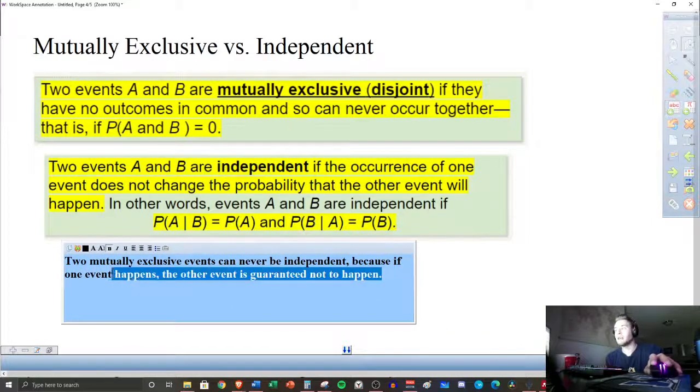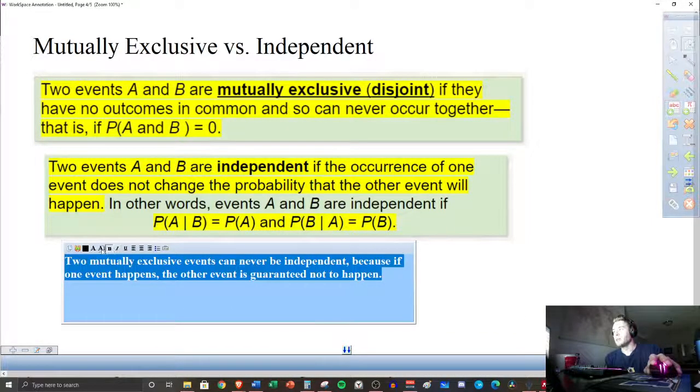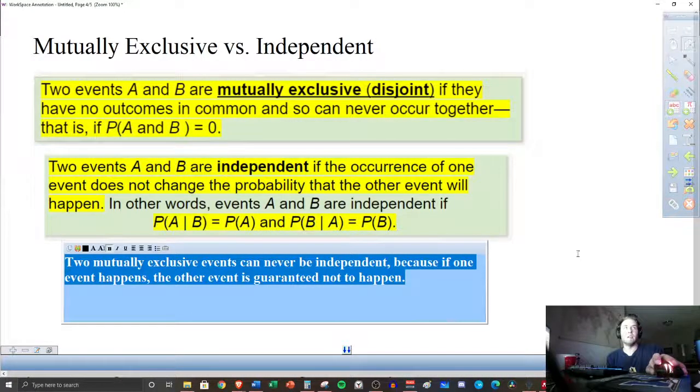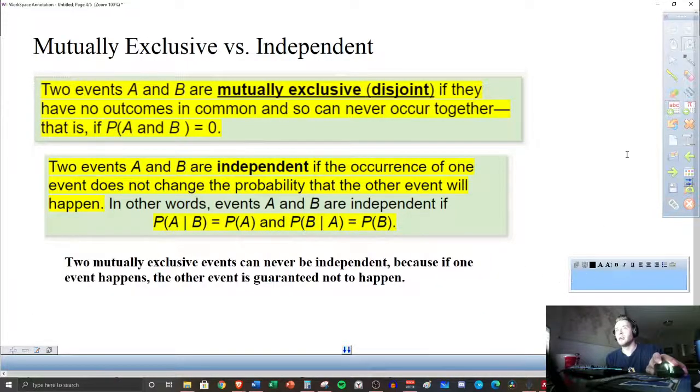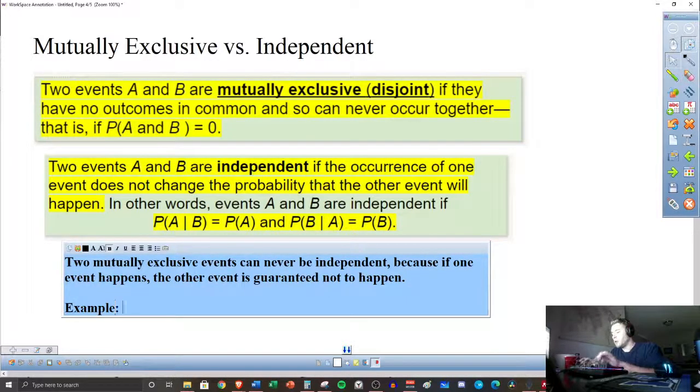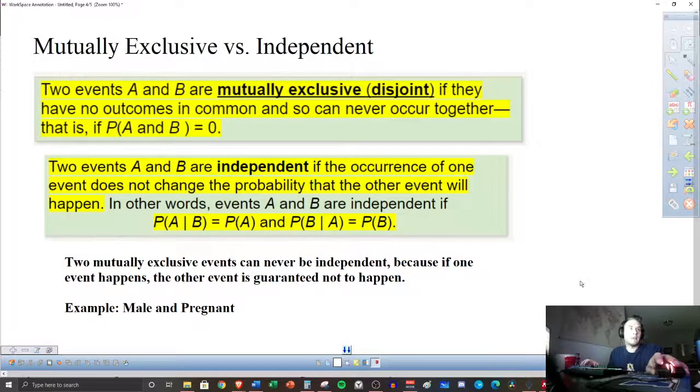We're going to pause the video so that you can write this down. And then we're going to apply this immediately just because we need to. So go ahead and write this down. Two mutually exclusive events can never be independent, because if one event happens, the other is guaranteed not to. Example, male and pregnant. That's a really good example of mutually exclusive events, and they're not independent. Let's look at the problem set.